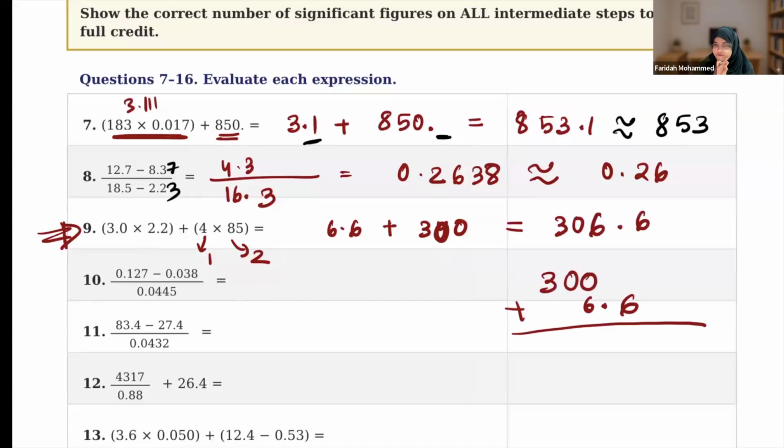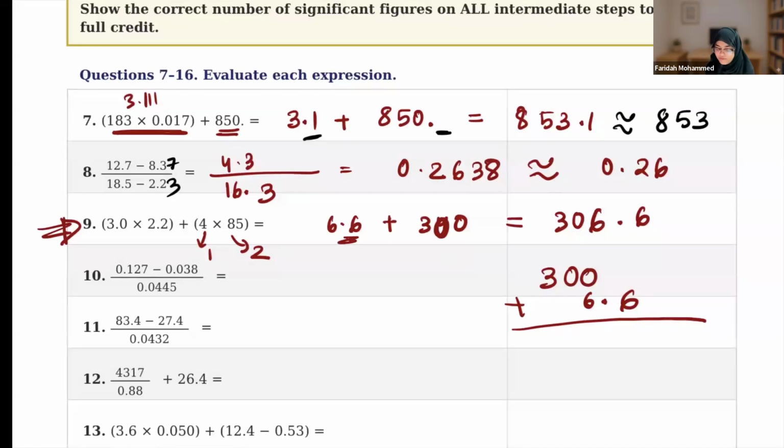This is the trickier question your teacher might give you, so please pay attention here. When you add these two numbers, 6.6 plus 300, you would think, oh, my answer will be no decimal place, so I'm going to give 307, right? But no.